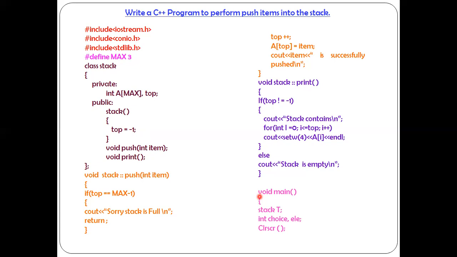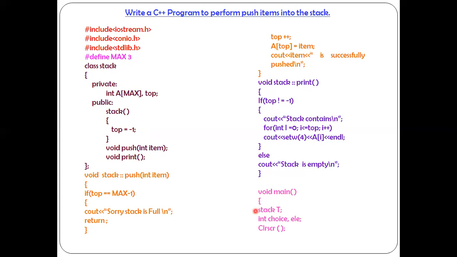When the stack data structure is full, the value of top will be n-1. The first one is when initially empty, the value of top is -1. When it is full, top is equal to n-1. These two conditions must be kept in mind. So execution starts from void main function, open flower bracket.